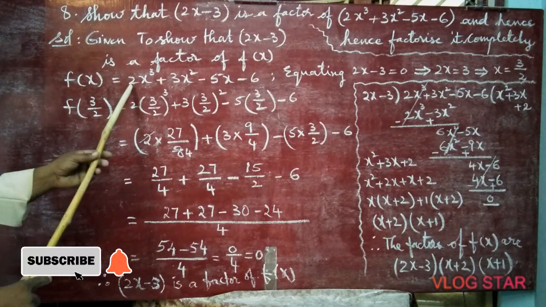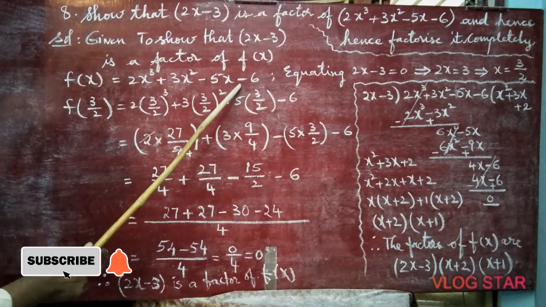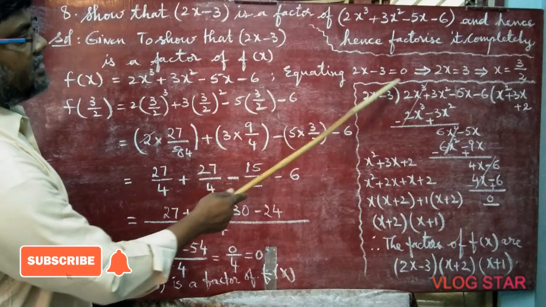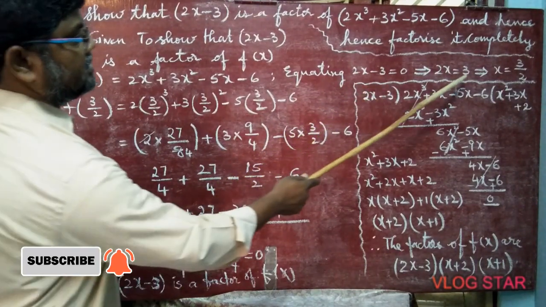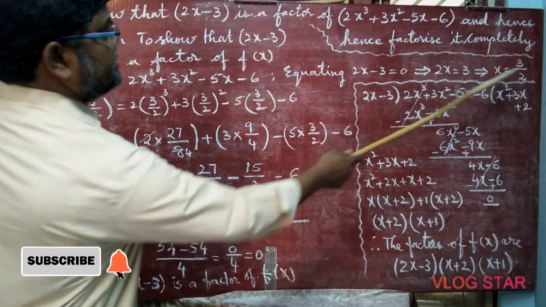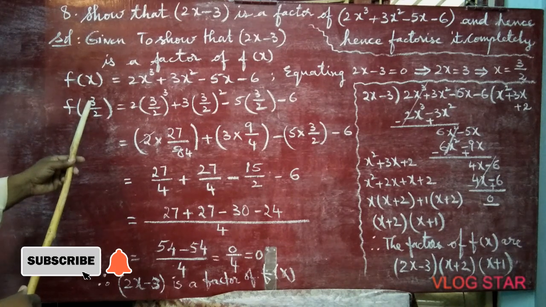f(x) is equal to 2x³ + 3x² − 5x − 6. Equating 2x − 3 equal to 0. Minus 3 goes to that side as plus 3, and 2 with x multiplication goes as division. x is equal to 3 by 2. So in the place of x you are substituting 3 by 2.